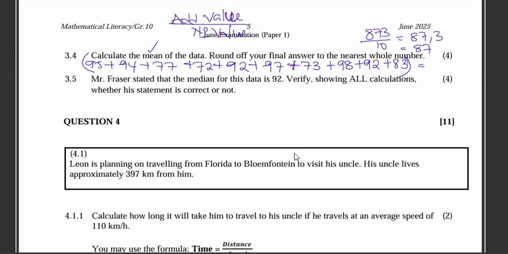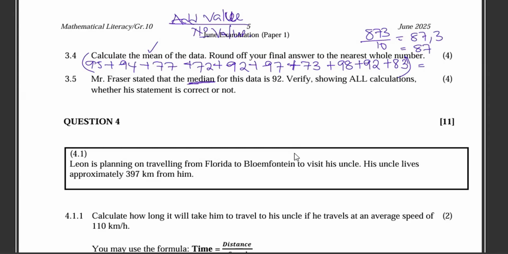Okay, we continue. Mr. stated that the median, what does the median mean? The middle value in an arranged set of data. So the median for this data is 92. Verify showing all calculations. Median, first and foremost, we need to arrange.